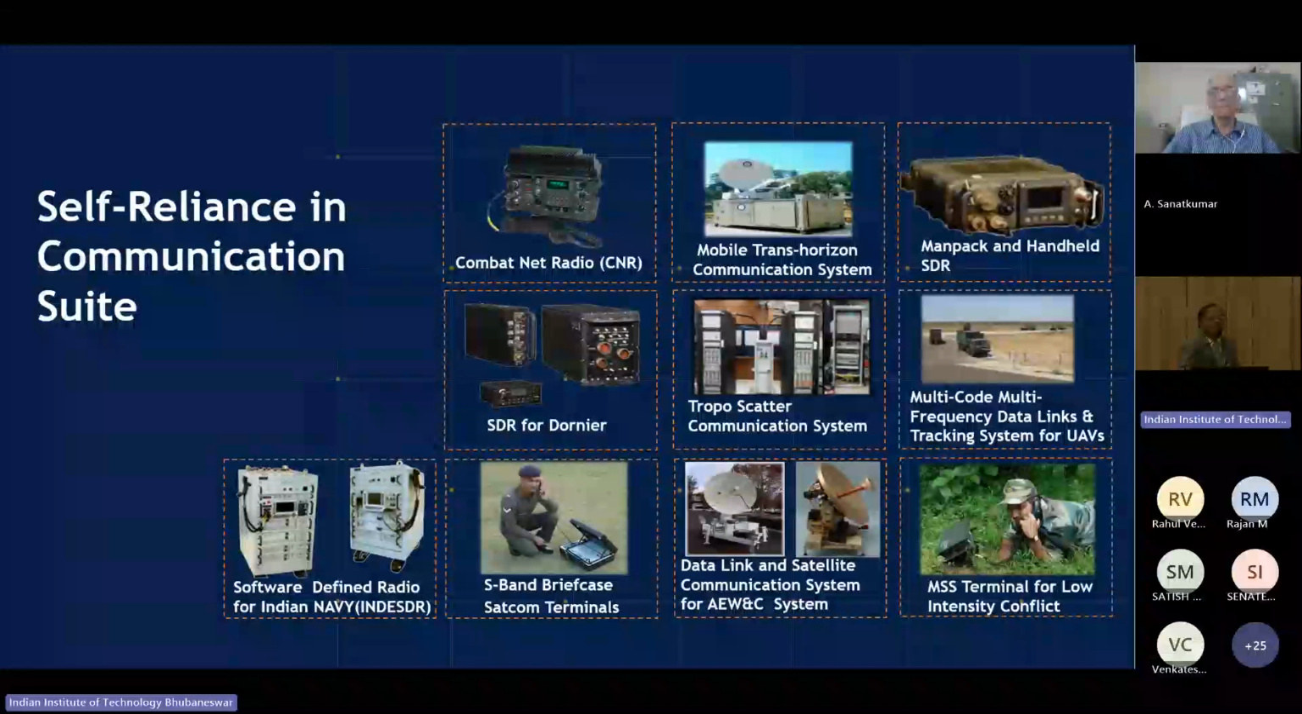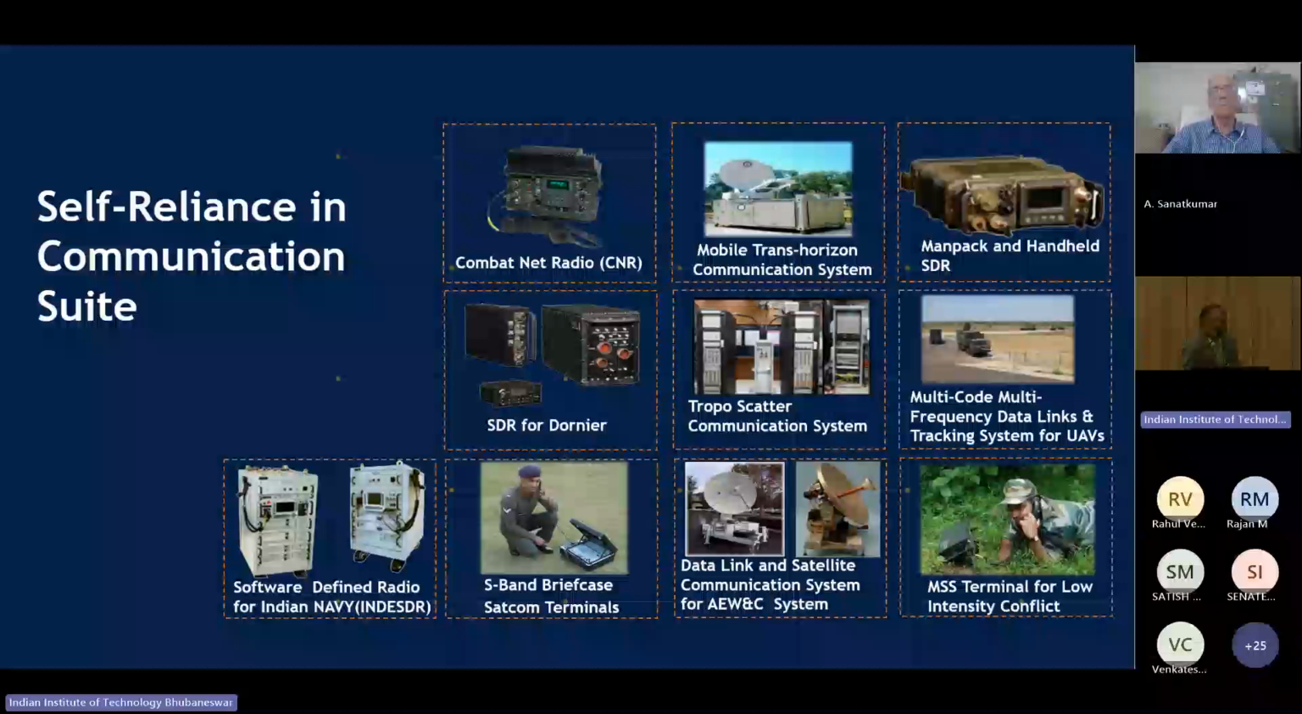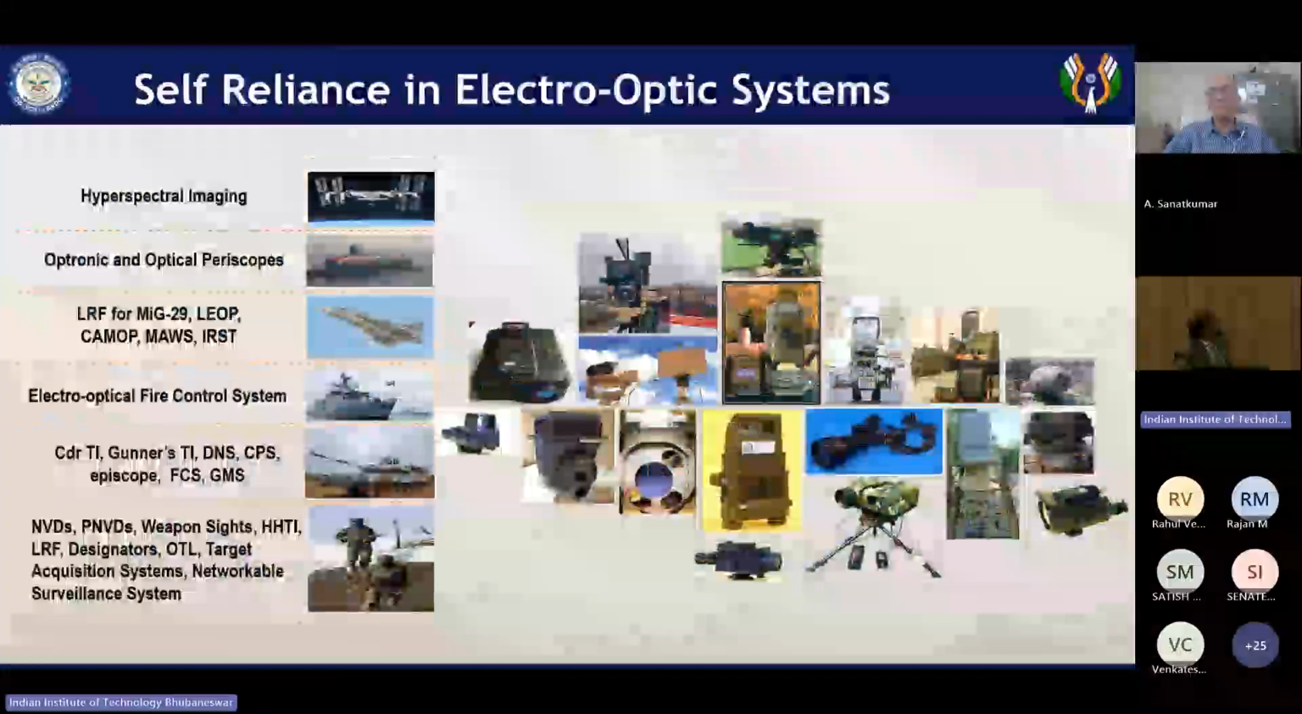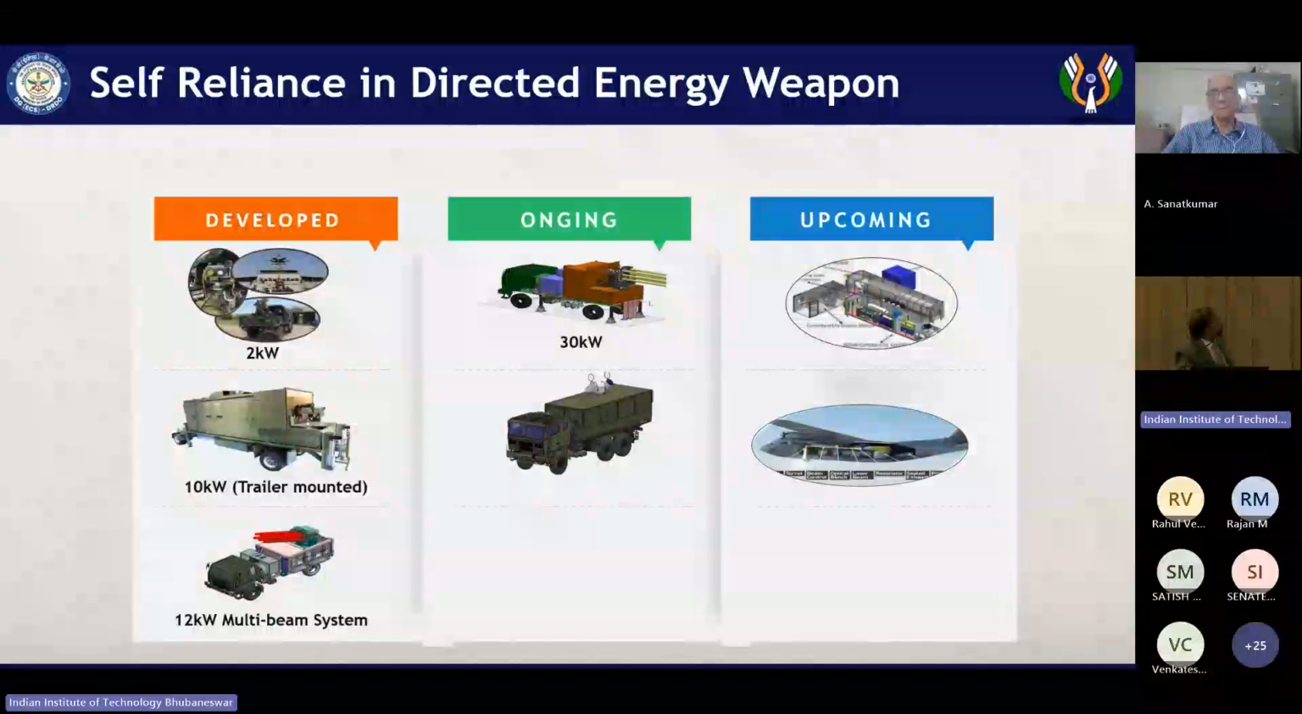Communications is the nerve center of any war. I think all of you will agree with me. If we don't know what's happening, if we don't get the data of every corner, we are practically going to lose the war then and there. So a very strong communication network with software-defined radios, with deep space satellite communications network, all that has been developed and designed by DRDO. Electro-optics are strong systems.